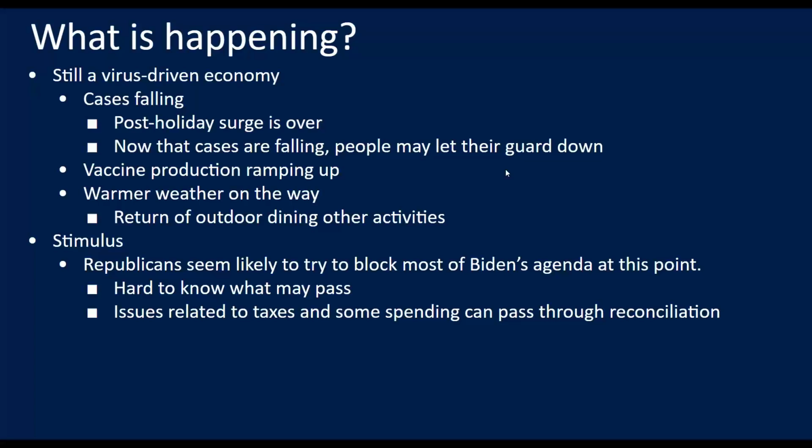All right, so what else is happening? We still have a very sort of virus-driven, virus-dependent economy. Things are looking good in that regard. Cases are falling, all the other things, hospitalizations, death rates, all those things are falling. A lot of this is just moving past the post-holiday surge. A lot of people traveled for the holidays. A lot of people spread coronavirus around while they were doing that. And so that's how that happens.